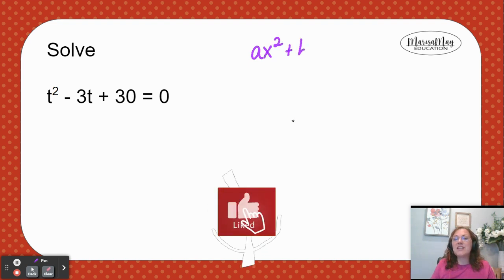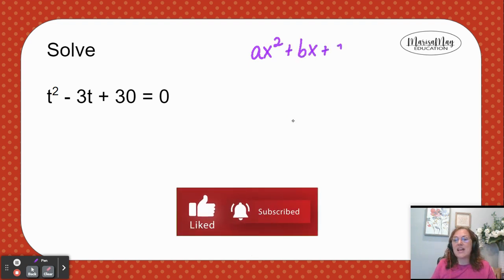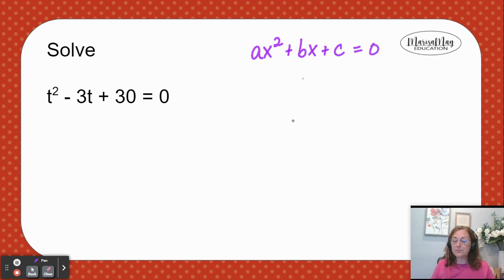Now, the first thing we need to know about the quadratic formula is that we have to have the equation equal to 0. Good for us, we do. We could easily see that our a would be 1, since it's the number understood to be in front of the squared term. Our b here would be -3, and our c here would be +30.